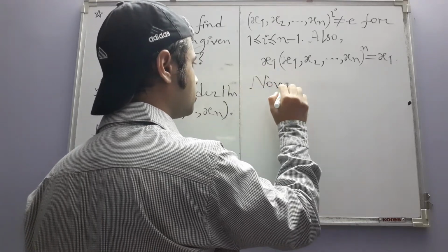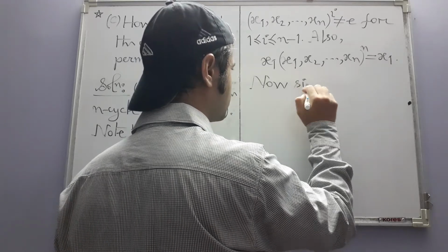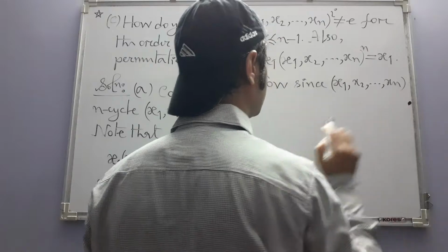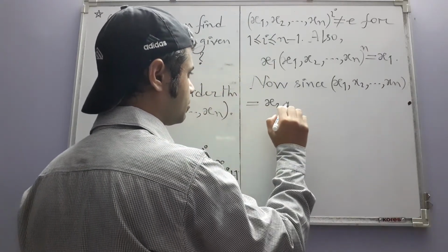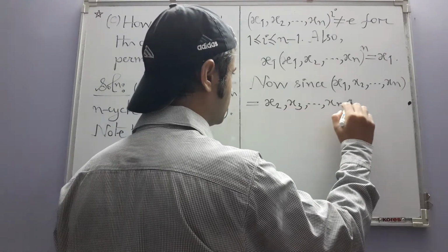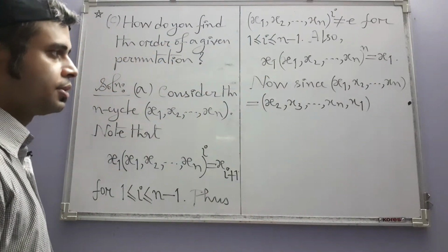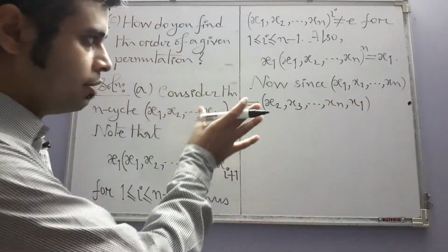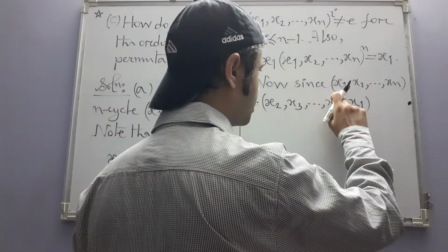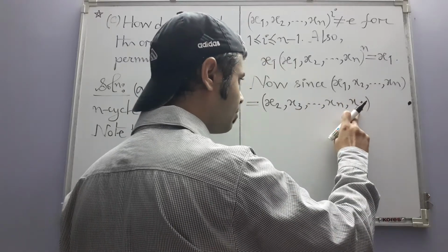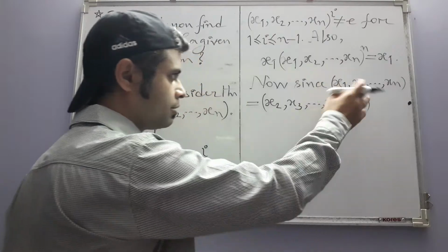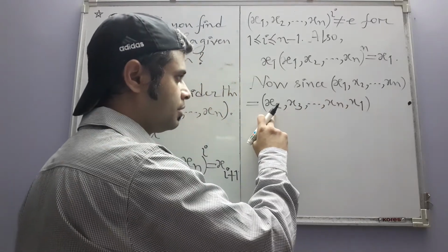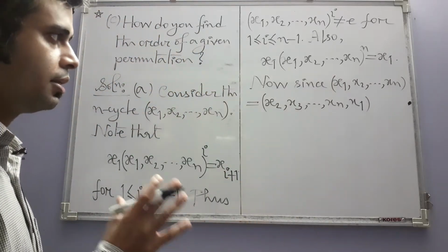Now, since this n cycle can also be written like this: (x2 x3 ... xn x1). Why is that so? That is because actually nothing has changed. Of course they look different, but they are the same thing. x1 is mapped onto x2 by this one. This one also maps x1 to x2, and the other things also are just the same. So the thing here is that we have decided to start with x2, but we have maintained the cyclic structure. That's why the function has not changed.